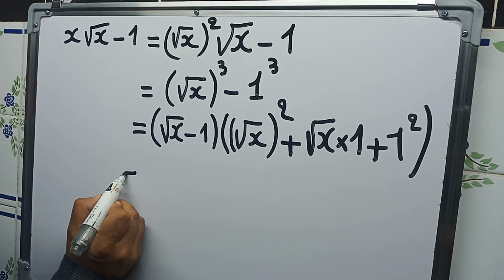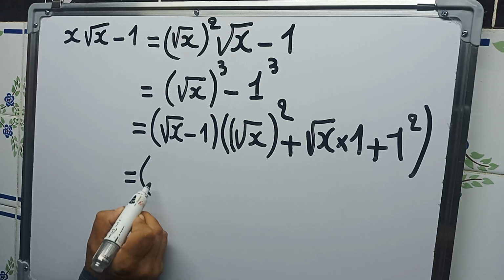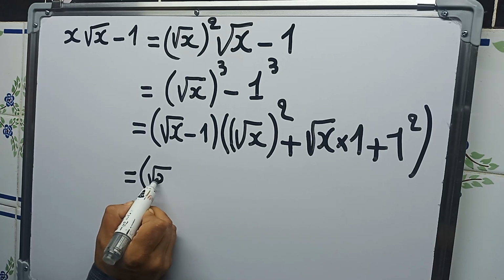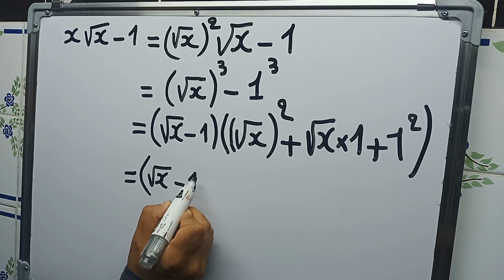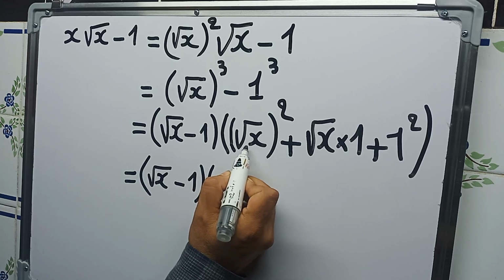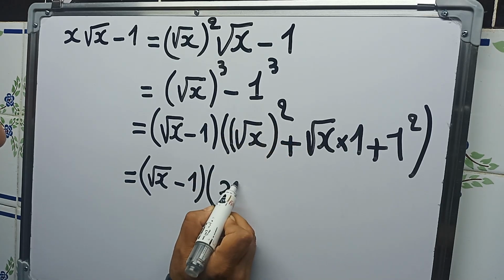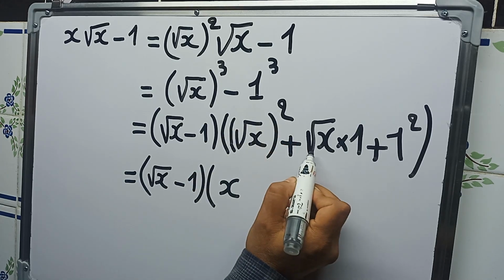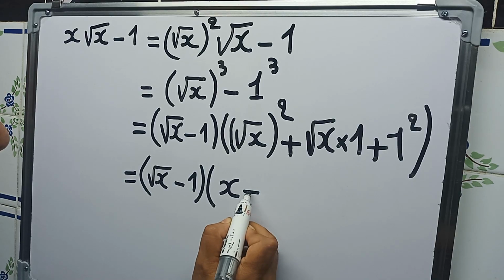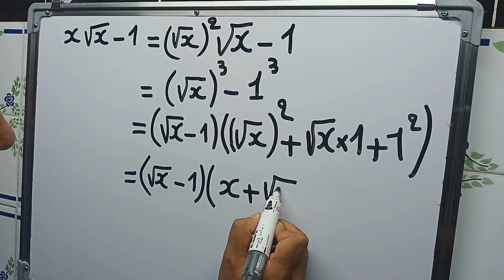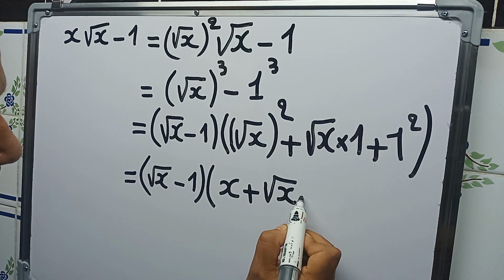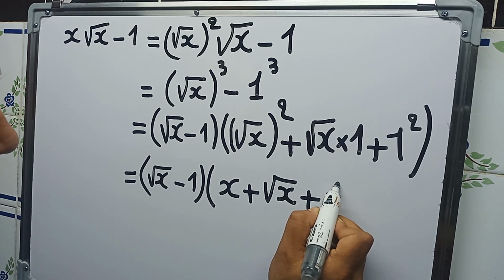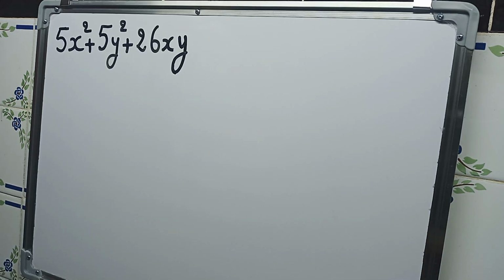Of course, which is equal to, here, square root of x minus 1, and square root of x squared is just x, plus square root of x times 1 is the square root of x, of course, plus 1 squared plus 1. Now we'll factor 5x squared plus 5y squared plus 26xy.